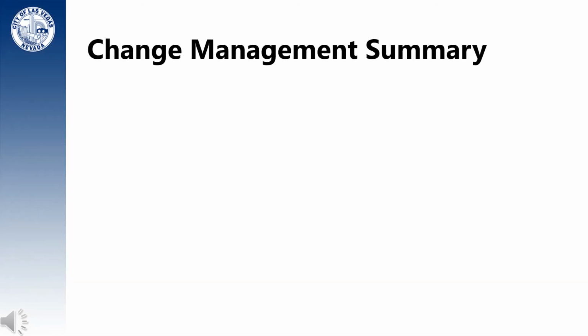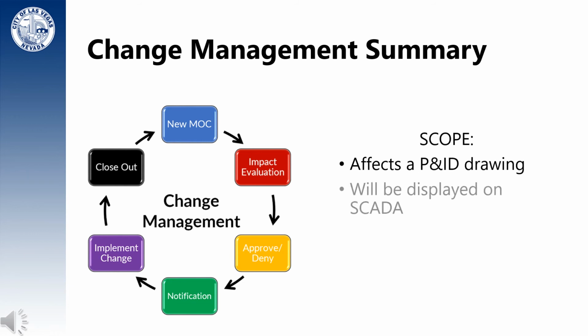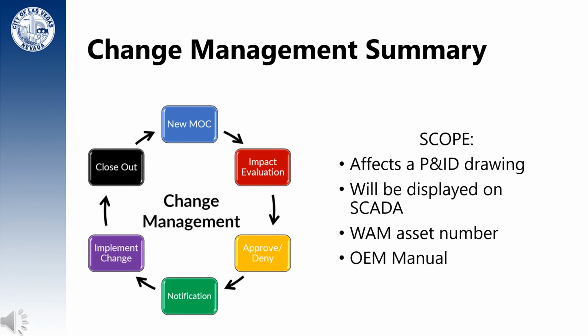In summary, the change management program starts with a new MOC, moves to impact evaluation, the approve deny stage, notification, the change is implemented, and then the change is closed out. The scope will affect a change to a P&ID drawing, will affect a change displayed on SCADA, anything that needs a new WAM asset number, and if it comes with a new or needs a revised OEM manual.